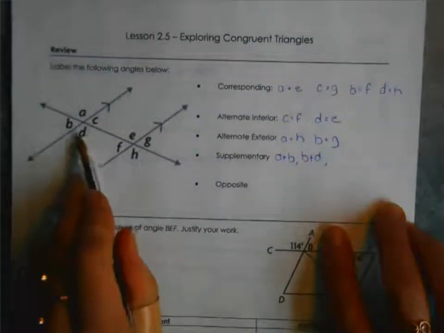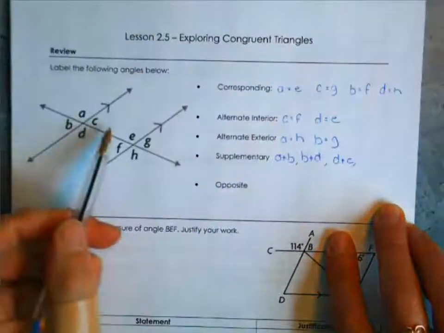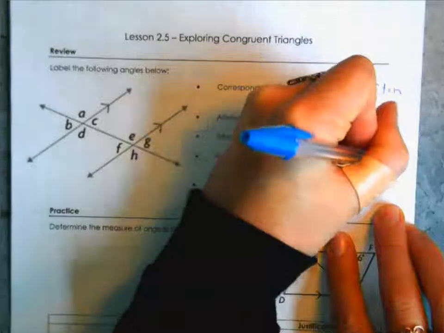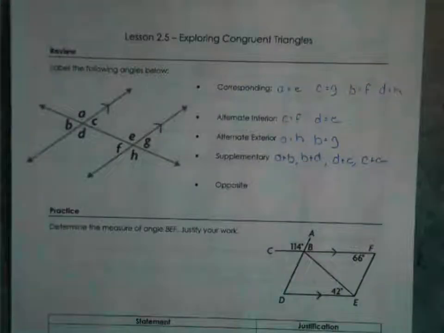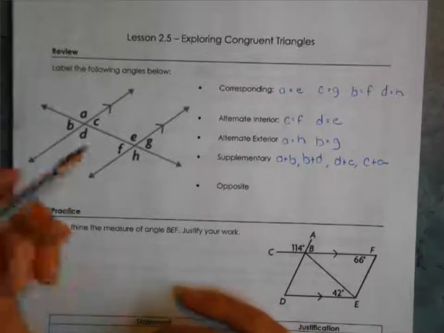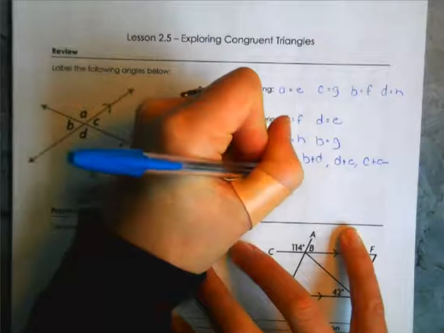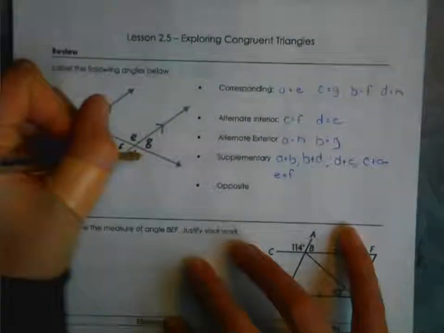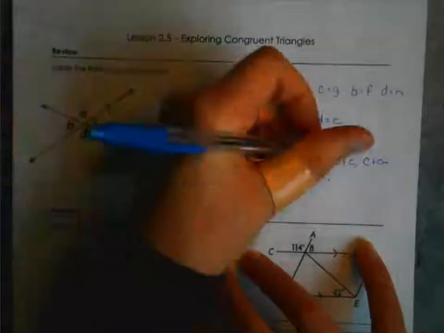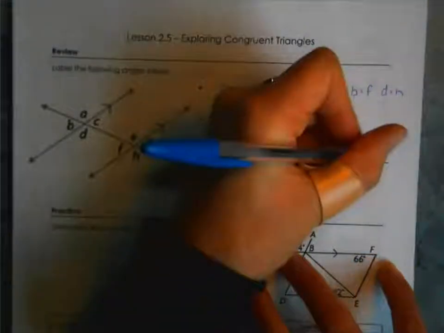D plus C, so if we keep going around the circle, and C plus A are also going to make a straight line. So you can really see there how you can find supplementary angles basically all the way around a circle. And so then we would have the same thing down here. So we could do E plus F, F plus H, H plus G, and lastly G plus E.